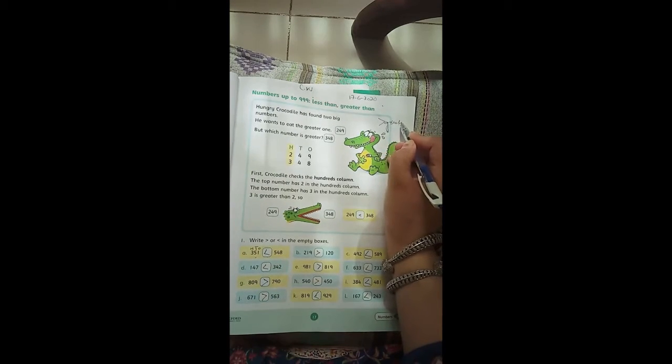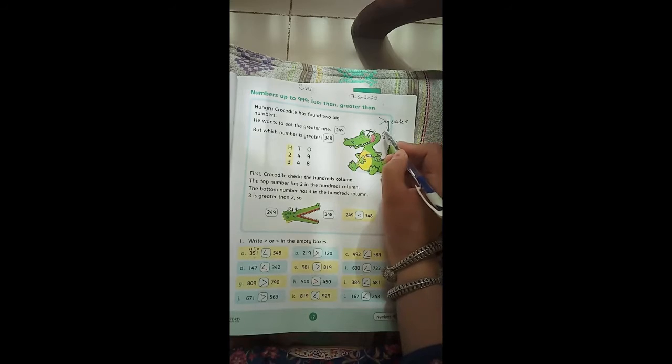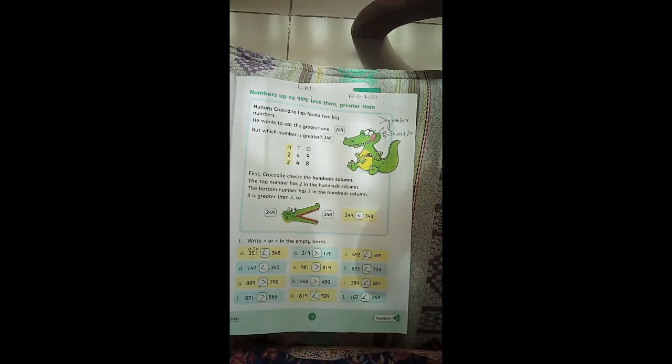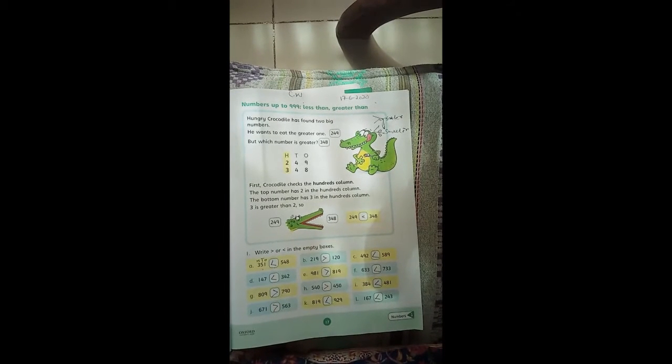This sign is used for greater, and this sign is used for smaller. All right, you can see two types of sign on this page. So we start with page number 17. All of you open your book to page number 17 and focus on it.